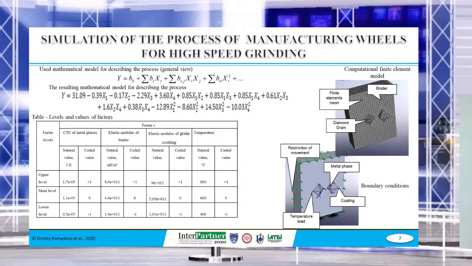Because we do not have a lot of time, I just want to highlight this summary of results. This is showing the dependencies between the CTE of the metal inclusion and, of course, the temperature and pressure during the sintering of the diamond layer. Please, next one.